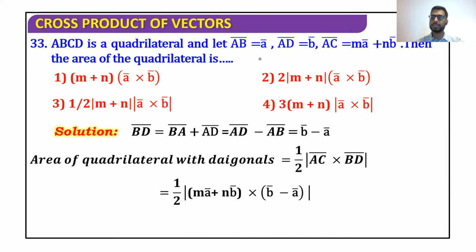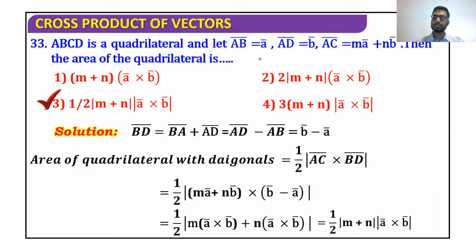Area of the quadrilateral is equal to half AC into BD, the two diagonals. AC is given to you, which is MA plus NB. BD, the second diagonal, is not given, but you can easily get BD by using your triangle law. Substitute and simplify. You can get your answer. Look at this.